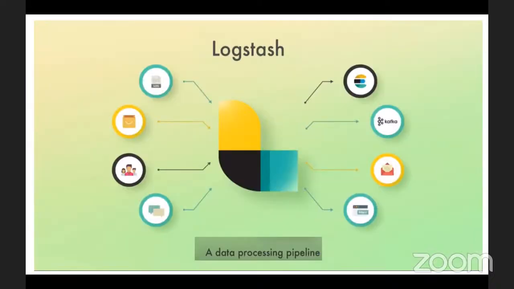Now here, finally, I gave you a small introduction of Elasticsearch and Kibana. The last component is Logstash. What Logstash is going to do is collect the data from different sources. It is going to read the data from emails, from Kafka, from Twitter.